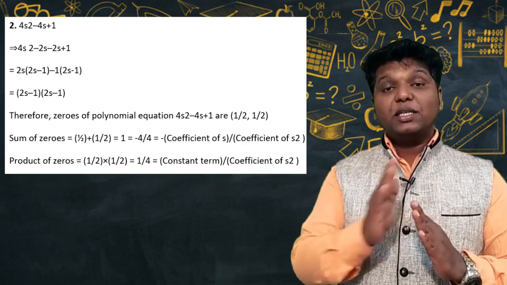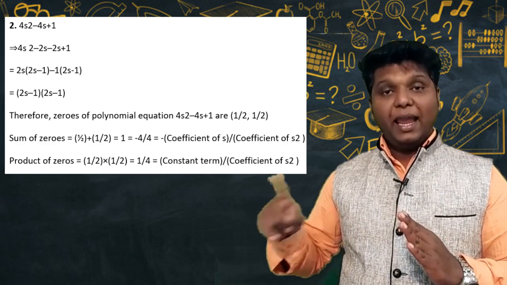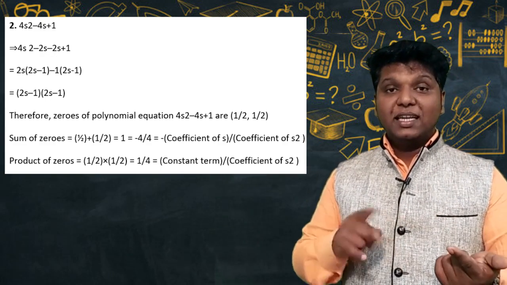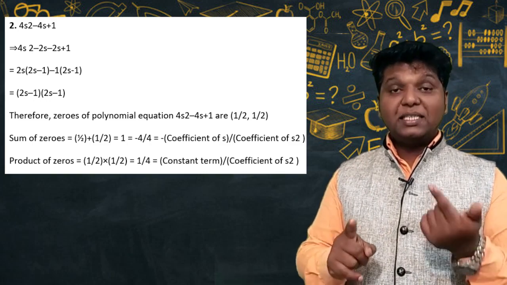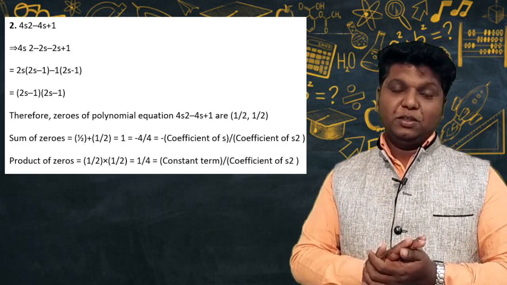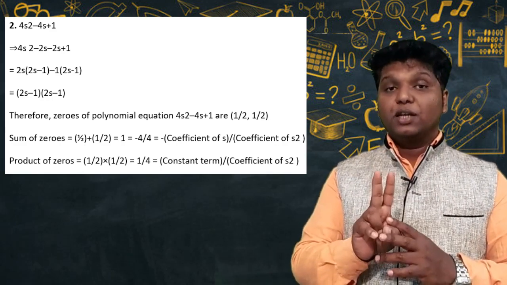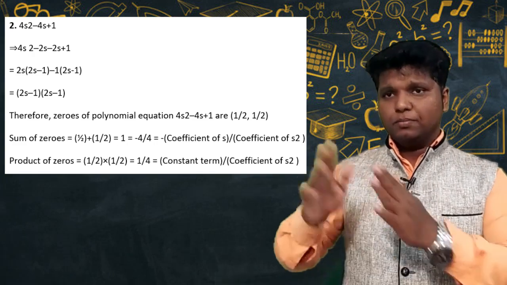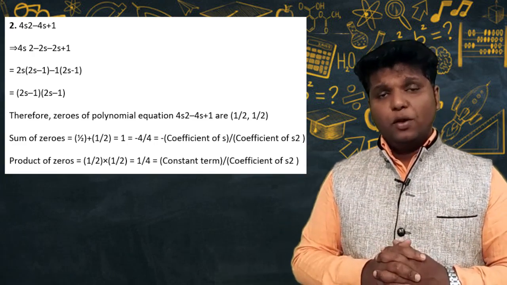So we write 2s minus 1 is equal to 0, or again 2s minus 1 is equal to 0. That is 2s is equal to 1. That means s is equal to 1 by 2. There also you will get s is equal to 1 by 2. So you got two roots. That means two zeros, that means alpha and beta. Here alpha is 1 by 2. Beta is also 1 by 2.